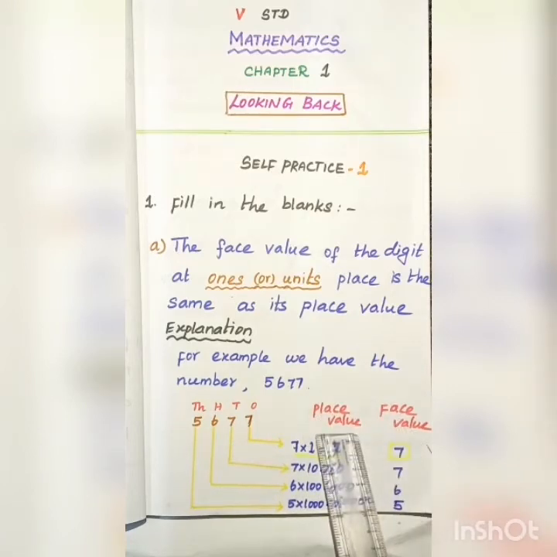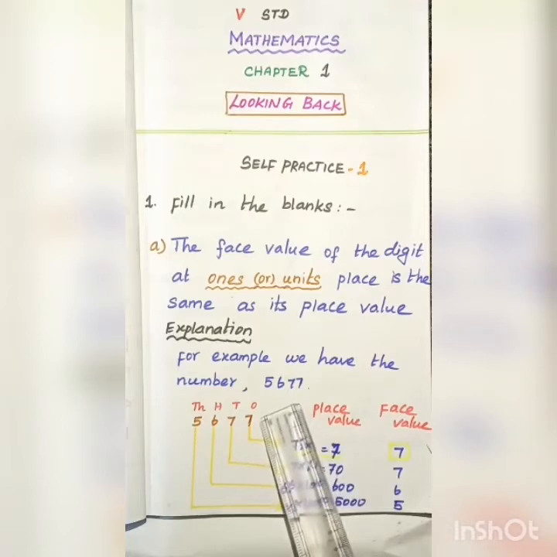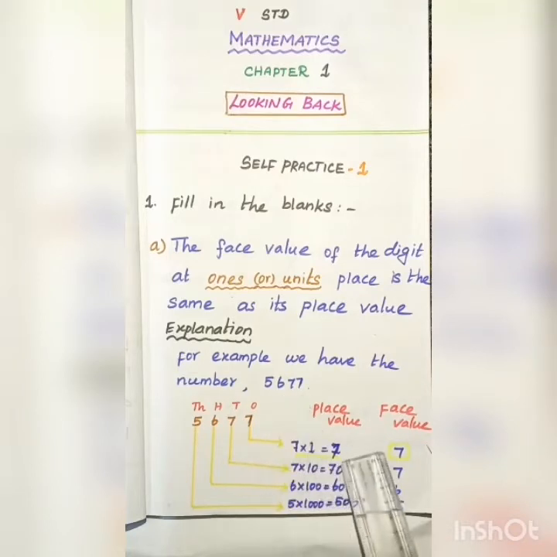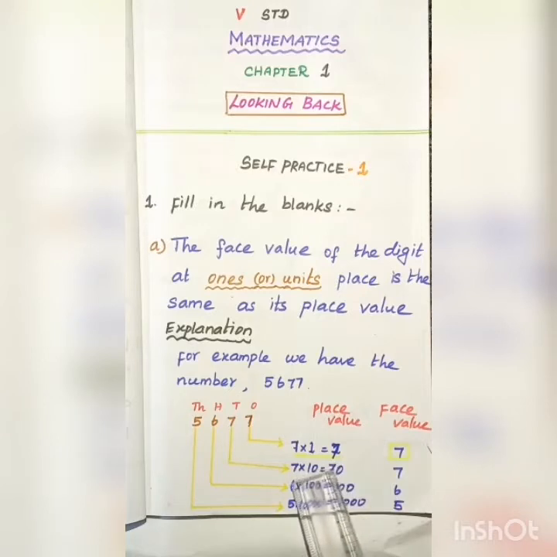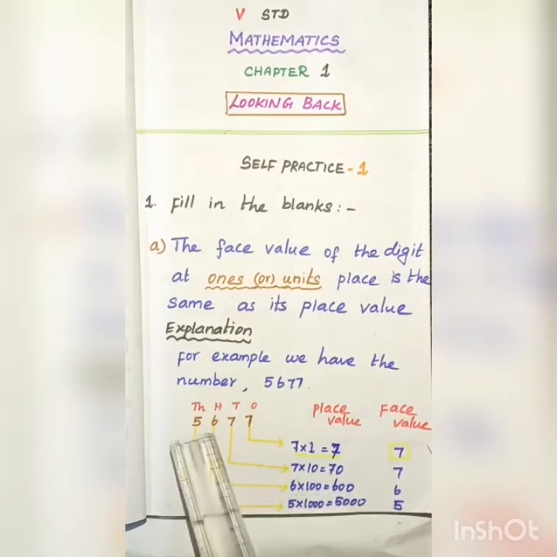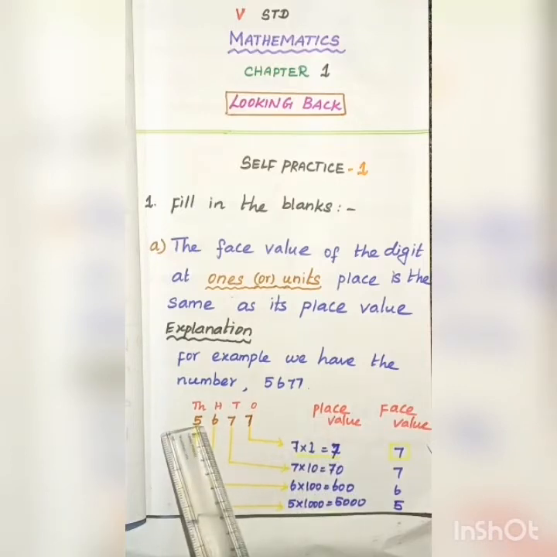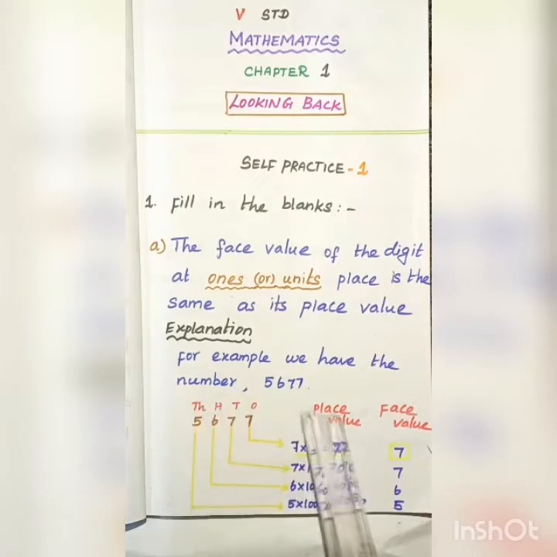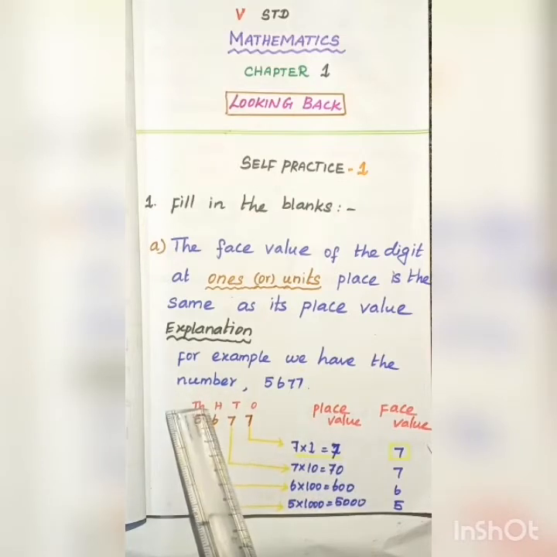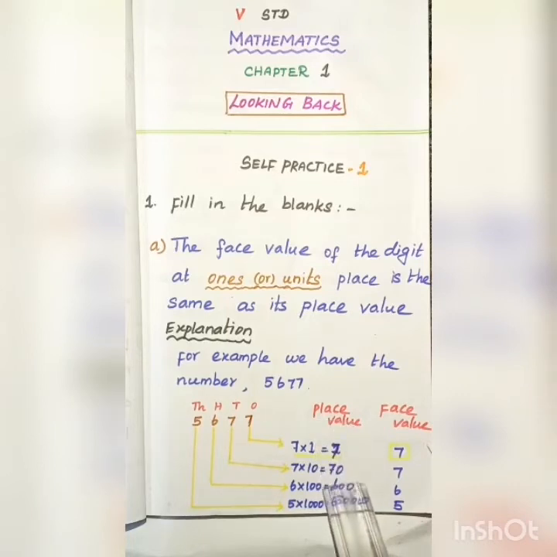Let us find the place value. Here 7 is in the ones place, so 7 into 1 is 7. And this 7 is in the tens place, so 7 into 10 is 70. And 6 is in the hundreds place, 6 into 100 is 600. The place value of 6 is 600. And the place value of 5 is 5000 because 5 is in the thousands place. So this is the place value.